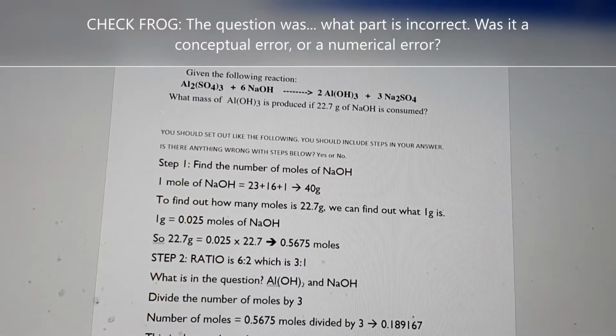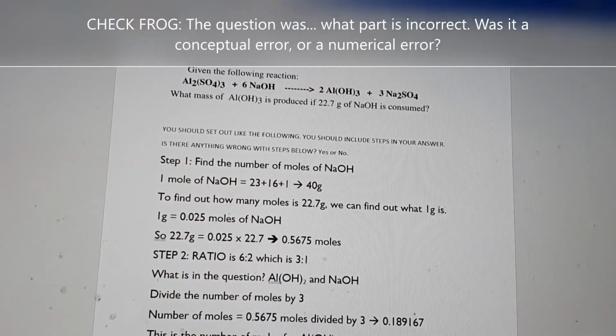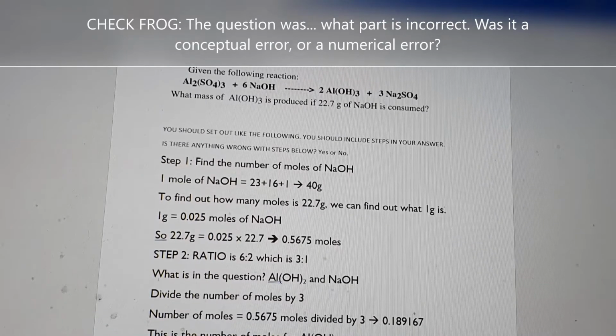Okay, so if we look at this example here, it says read the following. Given the following reaction, so here you have aluminium sulfate plus 6 moles of sodium hydroxide. That will produce 2 moles of aluminium hydroxide plus 3 moles of sodium sulfate. What mass of aluminium hydroxide is produced if 22.7 grams of sodium hydroxide is consumed?